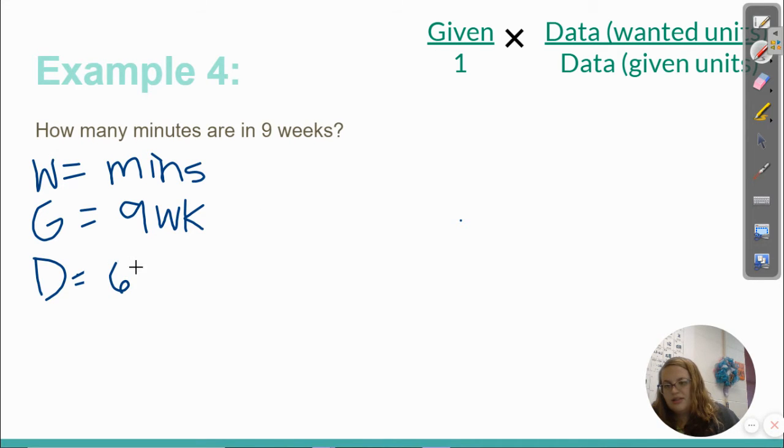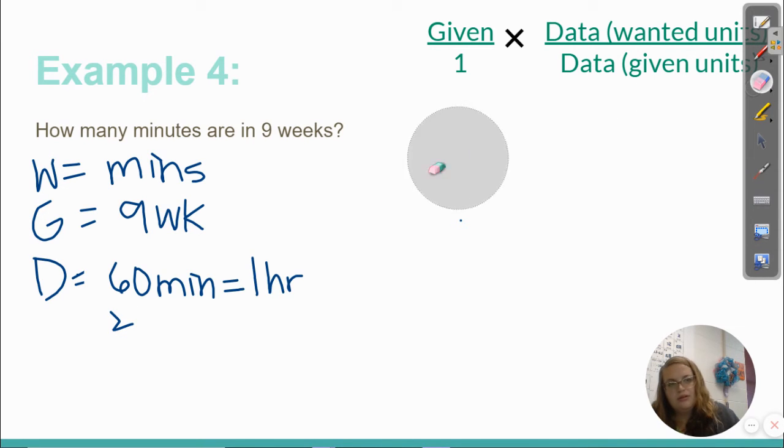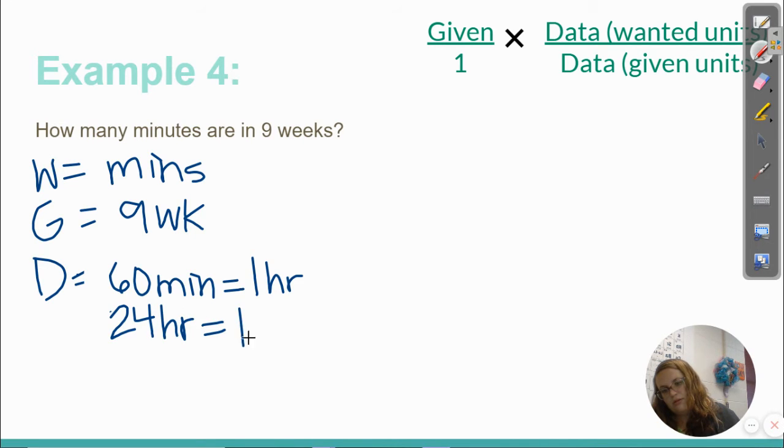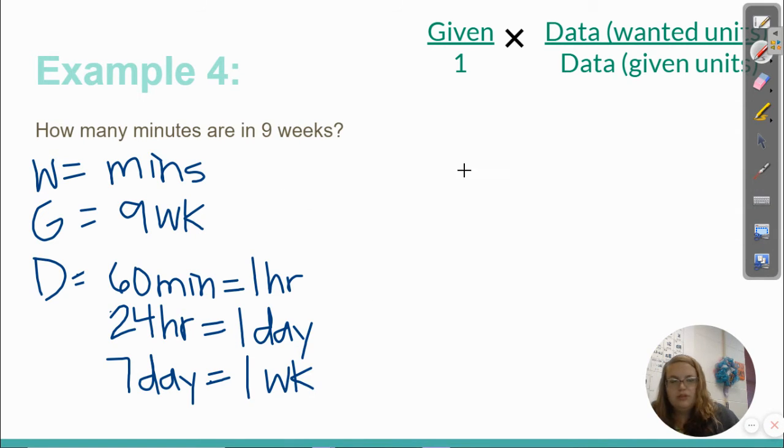So there are 60 minutes, oh, minutes to hours to days to weeks, in 1 hour. 24 hours in 1 day. And then there are 7 days in 1 week. Hopefully I can squeeze this whole problem in. I'm going to switch colors just in case it's harder to squeeze it in so you can tell the difference at least.